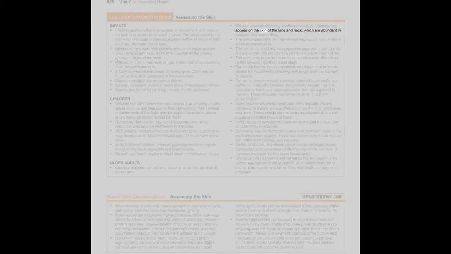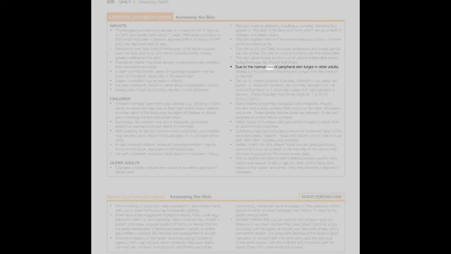Wrinkles first appear on the skin of the face and neck, which are abundant in collagen and elastic fibers. The skin appears thin and translucent because of loss of dermis and subcutaneous fat. The skin is dry and flaky because sebaceous and sweat glands are less active. Dry skin is more prominent over the extremities. The skin takes longer to return to its natural shape after being tented between the thumb and finger.